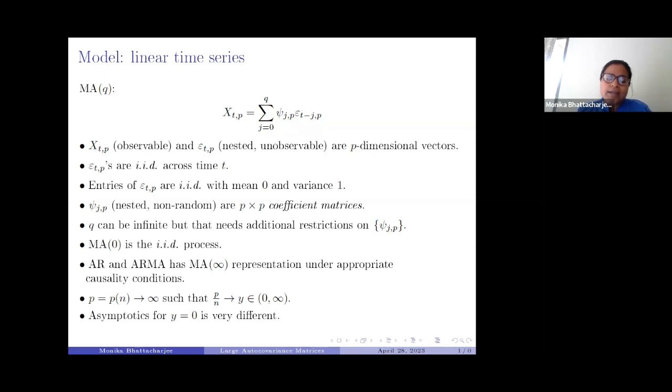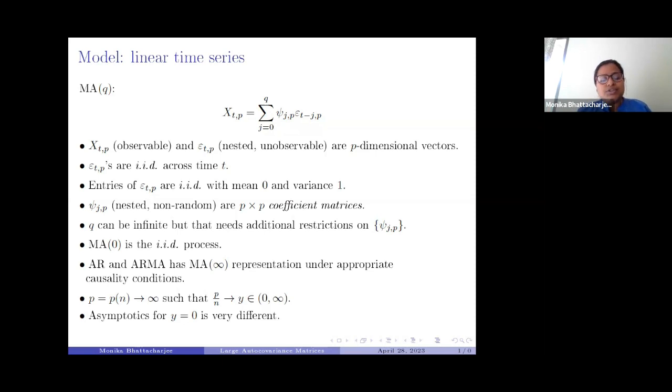And these two regimes are very different. It's not like whatever we get for the y greater than 0 case, we can put y equal to 0 there and get some meaningful result. There are different types of challenges there and different types of results which will be meaningful in the y equal to 0 regime. One can think that if p is much smaller than n, that is p by n going to 0, unless p is fixed, it's not an easy problem. So the asymptotic regime is completely different and we need to deal with it separately.